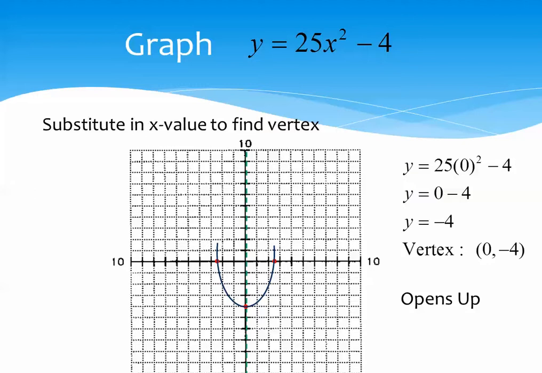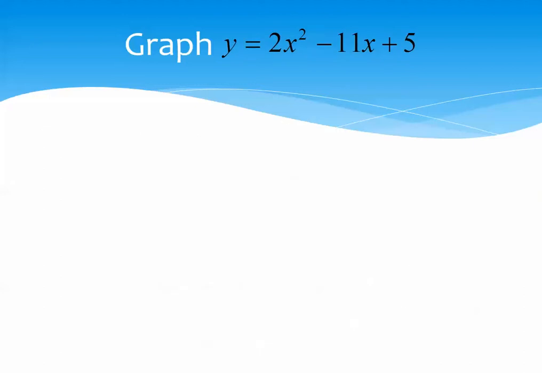Okay? So we factor, we find the line of symmetry from our factors, and then we can find our vertex by substituting in. All right, now let's look at the next one. It's a little more complicated. This one has a leading coefficient again, and it's not a perfect square. So that means we're going to have to pay attention to our factoring here.